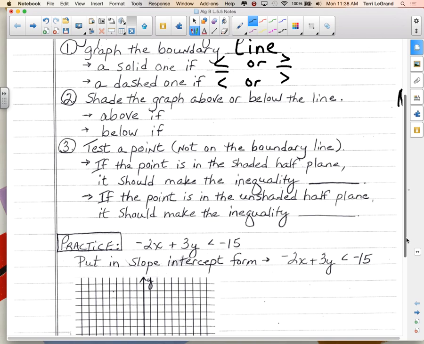Now, you did test points. Did anybody discover when you were shading above the line, what did the inequality symbol have in it that turned out the shading ended up above the line? Cody? When it was greater than, or when you picked your test point that was greater than your equation. Okay, so if it had an is greater than symbol in it, it tended to be shaded above. Anybody else discover that's what happened?